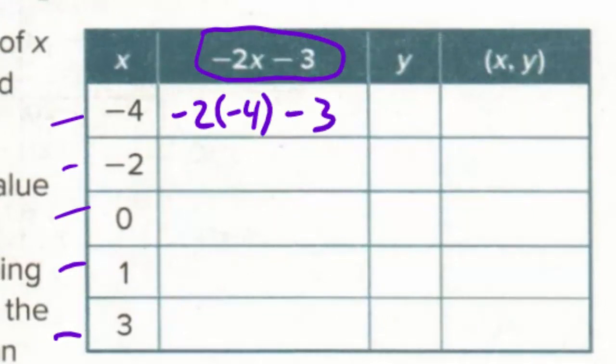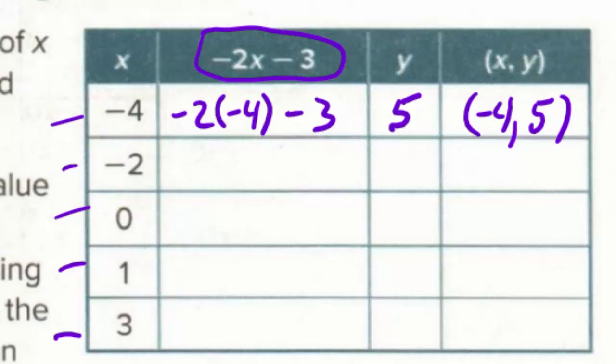The first one would be -4, and in parentheses, -2 times -4 minus 3. In order to calculate the y value, you have to know your order of operations. So -2 times -4 is first. That would give us 8. 8 minus 3 is going to give us 5. And what that means is the point -4, 5 is a solution to the equation, but it's also on the graph of the equation.